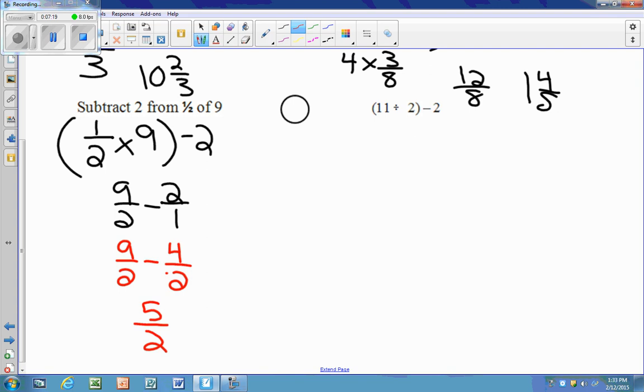And then over here, I have 11/2 minus 2 over 1. So if I change it, I have 11/2 minus 4 over 2. In that case, I have 7/2. So 5/2 or 7/2, I know that 7/2 is larger.